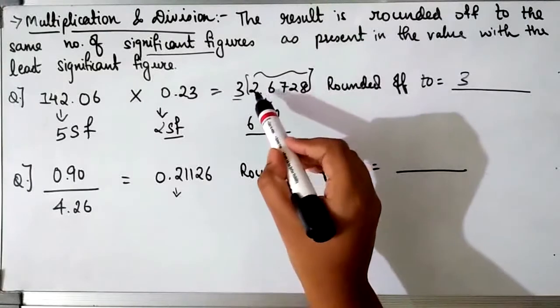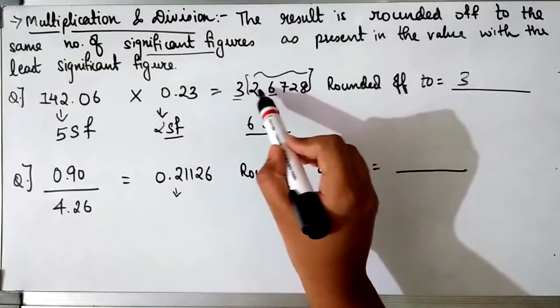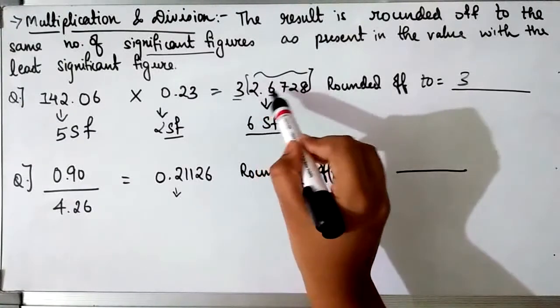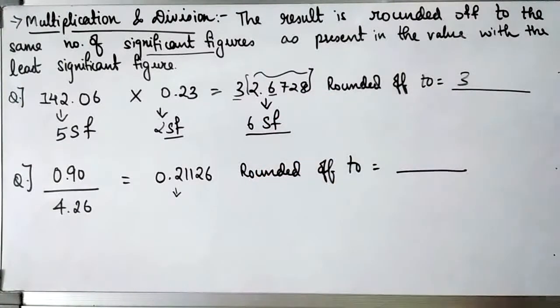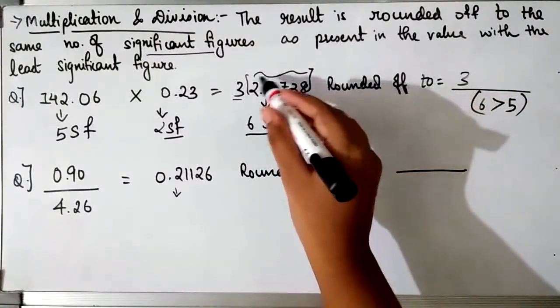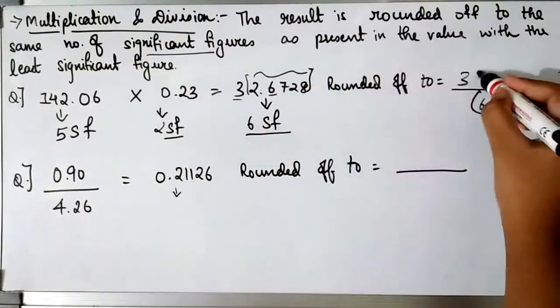So you can see we have got a 2 over here, and after the point we have got 6. Immediately after the point you see what we have got, so that we can round off this. So after the point we have got 6, and 6 is greater than 5. So whenever we have got a number which is greater than 5, we are going to change the previous number to the next number. So we are going to change this 2 to 3.